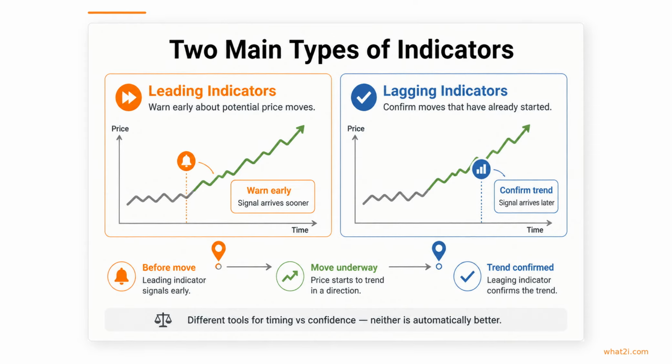This creates a basic trade-off between speed and confidence. Early signals can arrive sooner, but they are often less reliable. Confirming signals tend to come later, but they can help filter out some false moves. Neither category is automatically better, each serves a different purpose.